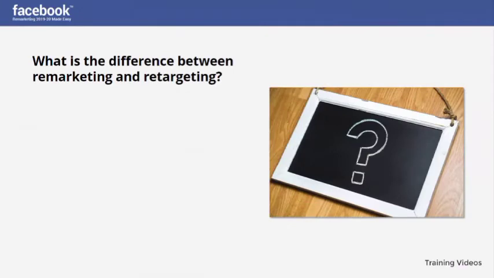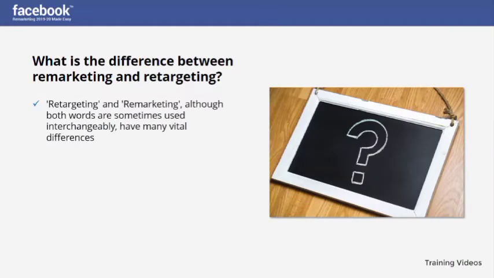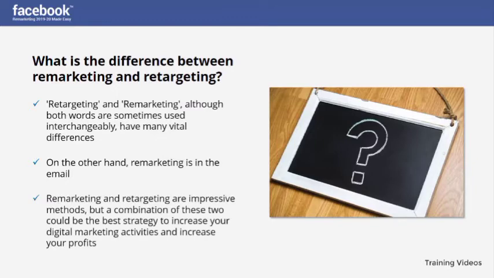What is the difference between remarketing and retargeting? Retargeting and remarketing, although both words are sometimes used interchangeably, have many vital differences. For both, the main difference is in the strategy. Retargeting shows ads based on cookies to potential customers. On the other hand, remarketing is done through email. We can also say that remarketing works by collecting consumer details and making a list. Then these lists are used to send sales emails. Remarketing and retargeting are impressive methods, but a combination of these two could be the best strategy to increase your digital marketing activities and increase your profits.